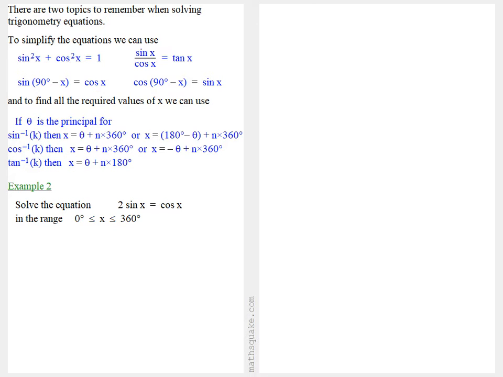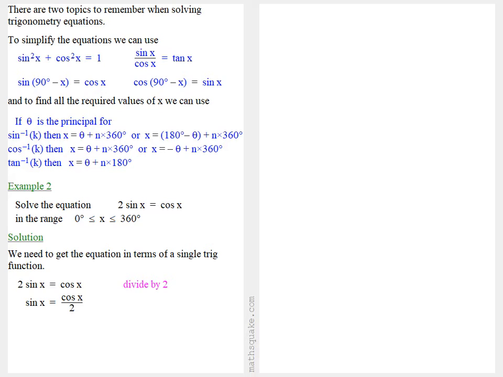Let's look at another example, example 2. Solve the equation 2 sin x equals cos x in the range x lies between 0 and 360 degrees. Now to solve this, we need to get the equation in terms of a single trig function. We've got 2 sin x equals the cosine of x. We can divide by 2. So sin x equals cosine x over 2. And we can divide by the cosine of x. Sin x over cosine x is equal to a half. But sin x over cosine x is equal to the tangent of x.